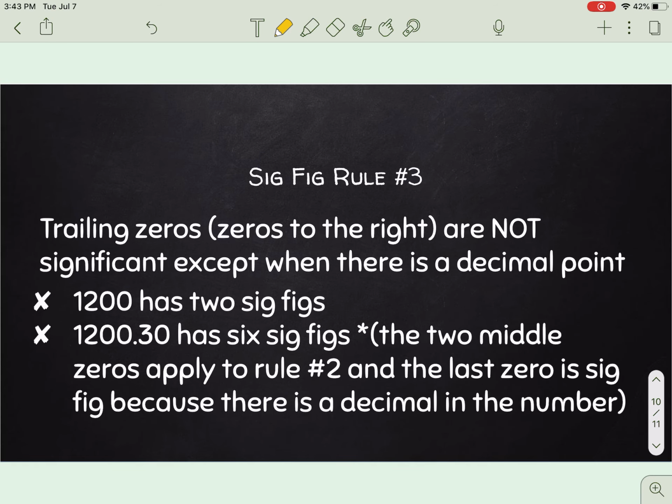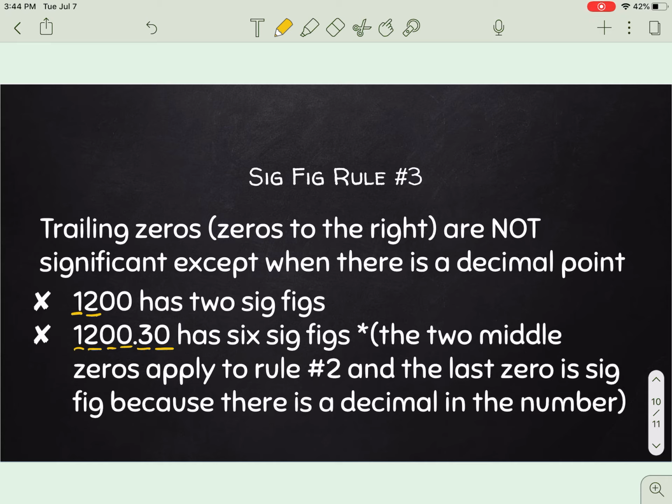Third rule, trailing zeros, so zeros that trail or follow behind, are not significant unless there's a decimal place. So it's the same thing about the exactness of the estimate. So 1,200, only the 1 and 2 are significant. These 2 zeros aren't because we don't know if that's an exact measurement. However, if you have this decimal and it's 1,200.30, then they're all significant.